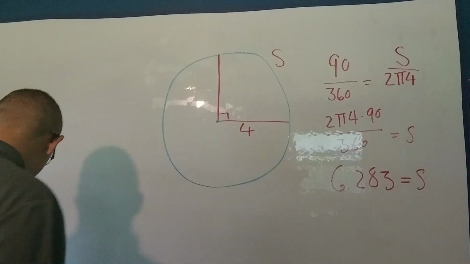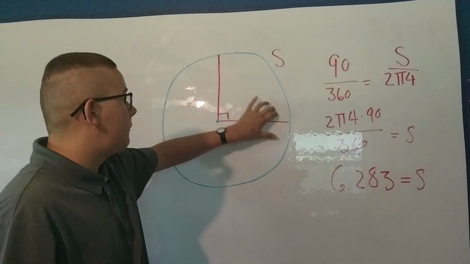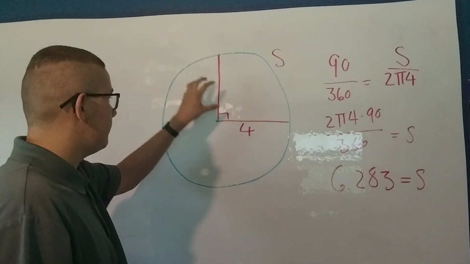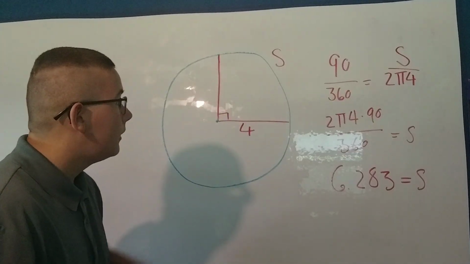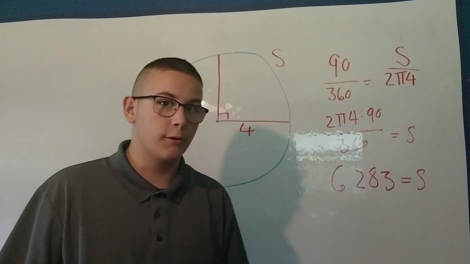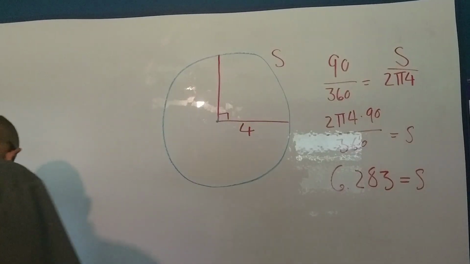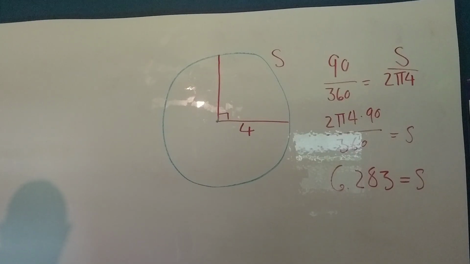And that should make sense, right? Because this is 1/4 of the entire circle, if you just rotate it around. And 90 over 360 also simplifies to 1 over 4. And if we take just the circumference, 2 pi r, that gives us 25.13.